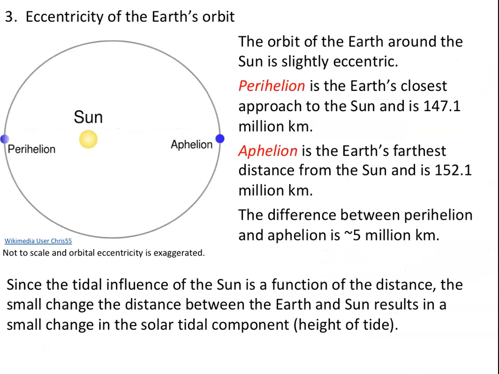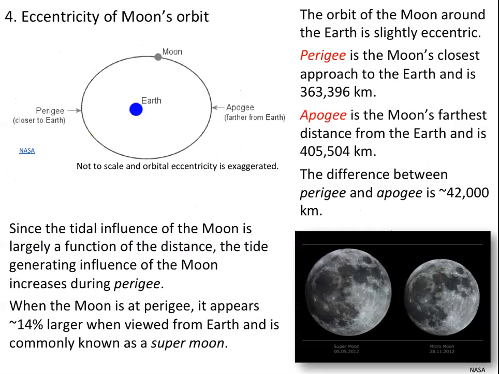So Earth's orbit is slightly eccentric, and so the perihelion is when the Earth is at its closest approach to the sun. It's about 147.1 million kilometers. Aphelion is the Earth's farthest distance, and the difference between these is about 5 million kilometers. But since the tidal influence of the sun is a function of distance, the small changes between the distance of the Earth and the sun result in a small change in solar tides. And so again, this can also have an effect on the tides.